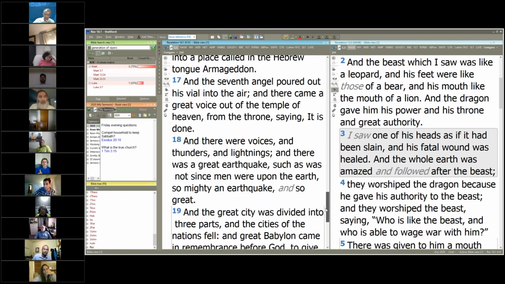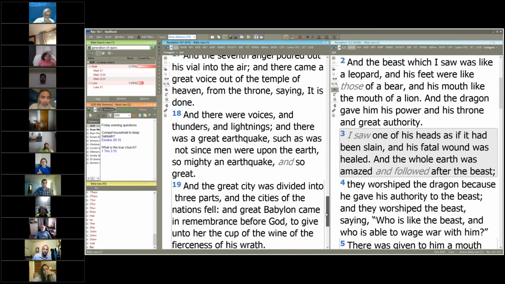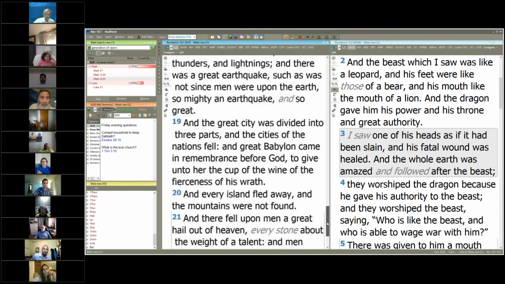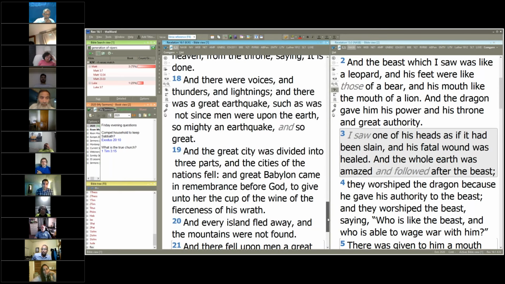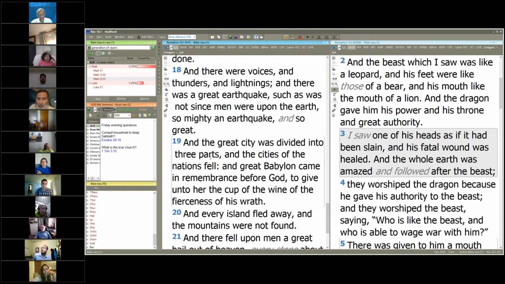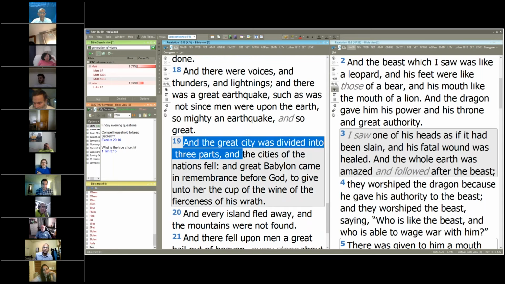There was somebody else who wanted to say something. I'm going to get to you in just a moment. But this is what Sister Beth is focusing on. It says in verse 19 of Revelation 16, and the great city was divided.